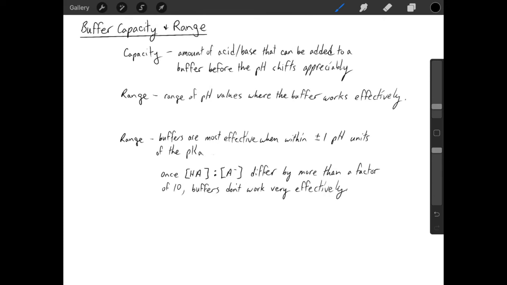And because the concentration terms in the Henderson-Hasselbalch equation are related by a log, a difference of a factor of 10 corresponds to a log of 1, so plus or minus 1. And what this means is that when you're making a buffer, ideally you're going to choose equal amounts of the conjugate acid and the conjugate base, so that that log of base over acid term goes to 0, and the pH is going to be equal to the pKa.